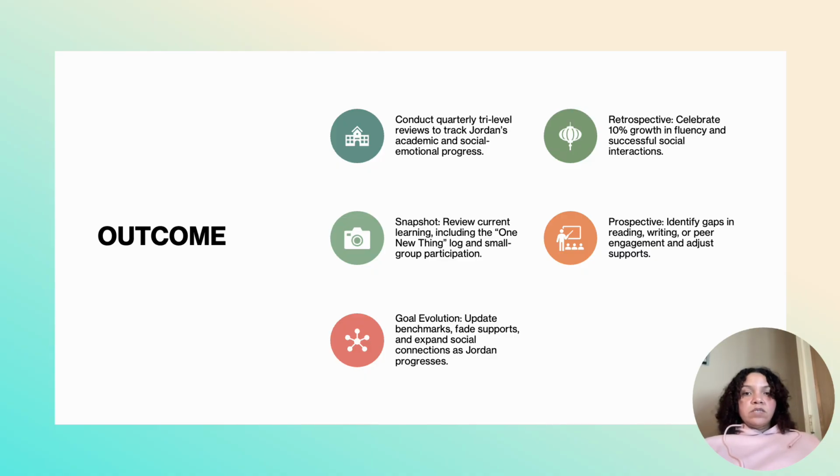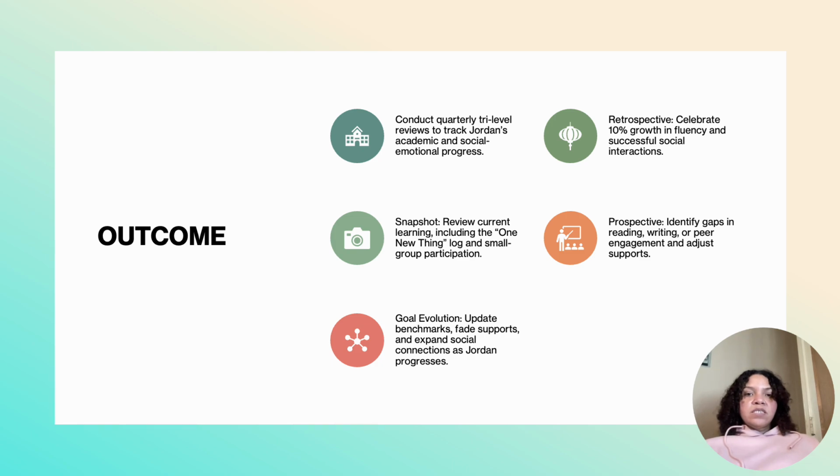The outcome. The statement of intent is to maintain the trajectory of Jordan's steady improvement, and the IEP team will convene quarterly to conduct tri-level data reviews. The 3 pillars for quarterly review: the retrospective, the wins, reviewing data to identify specific areas of 10% growth in fluency and successful social interactions.